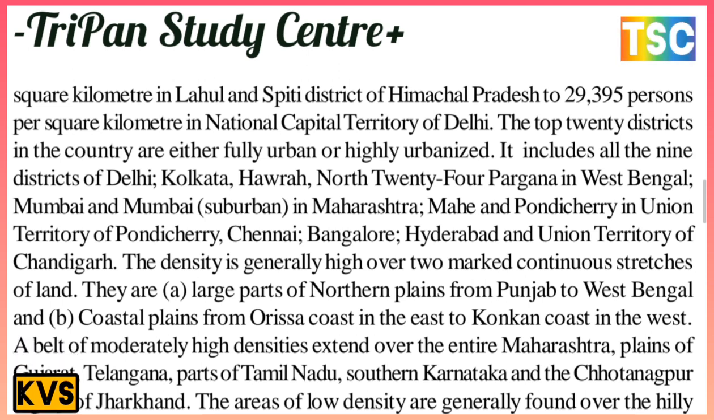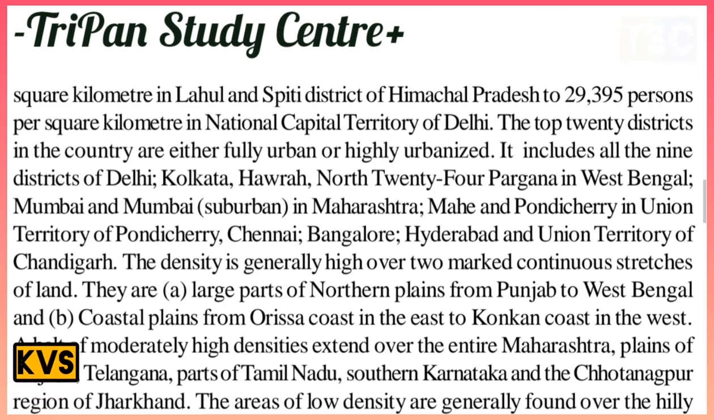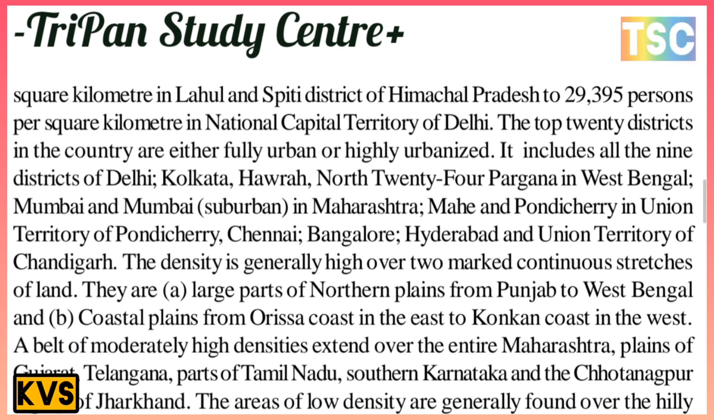The density is generally high over a continuous stretch of land. This includes a large part of the northern plain from Punjab to West Bengal, and the coastal plains from Orissa coast in the east and the Konkan coast in the west. A belt of moderately high densities extends over the entire Maharashtra, the plains of Gujarat, Telangana, parts of Tamil Nadu, southern Karnataka and the Chota Nagpur region of Jharkhand.